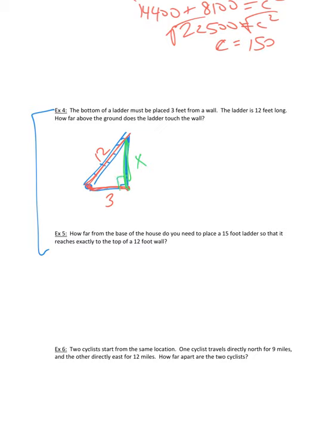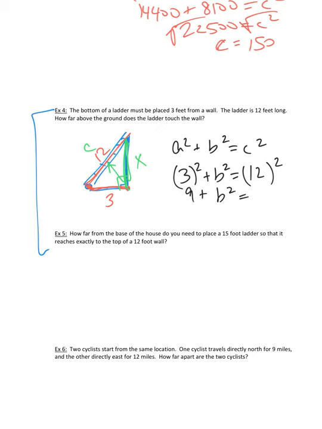So remember, your hypotenuse is the ladder, c. So you're going to use a squared plus b squared equals c squared. And you're going to plug in 3 as either a or b, and then the 12 has to be the hypotenuse. It goes in the place of c. So we have 9 plus b squared equals 144. I'm going to subtract 9. I have b squared equals 135.